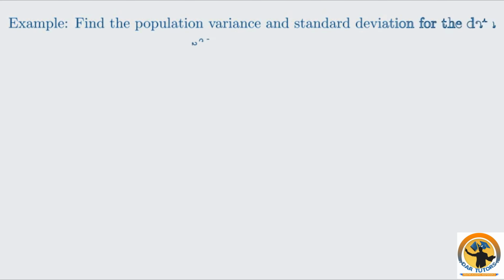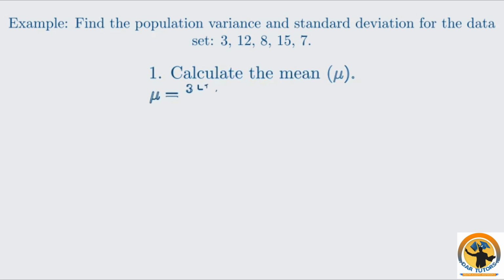Let's work through an example to solidify our understanding of population variance and standard deviation. Consider the dataset 3, 12, 8, 15, 7. This is a small population, so we'll treat it as such. First, we need to calculate the population mean, mu. We sum the data values and divide by the total count. 3 plus 12 plus 8 plus 15 plus 7 is 45. Dividing by 5, we get a mean of 9.